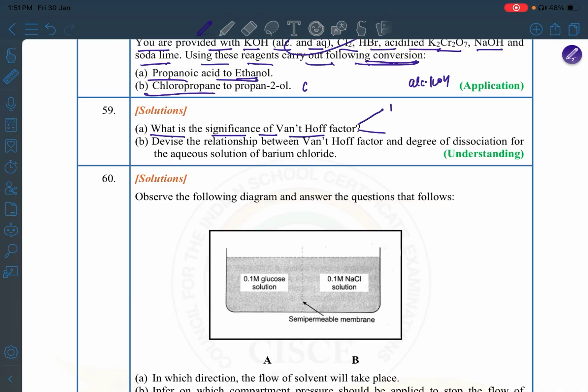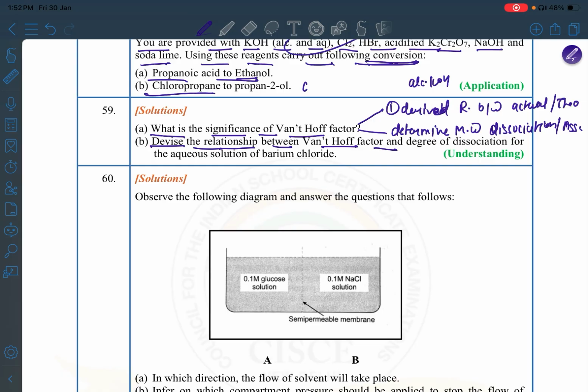Next question: what is the significance of van't Hoff factor? So there are two significances. Firstly, it derives the relationship between actual and theoretical molecular mass. Or secondly, to determine the correct molecular mass of a substance which undergoes dissociation or association.